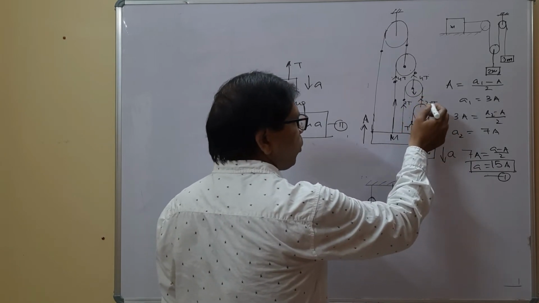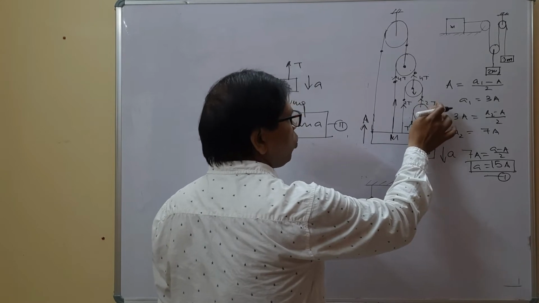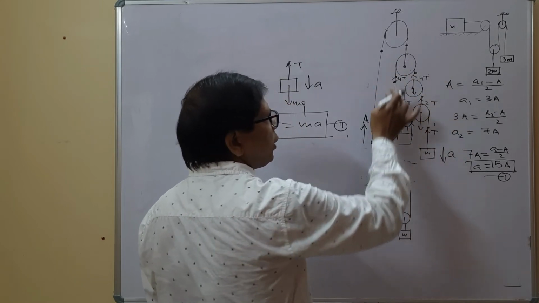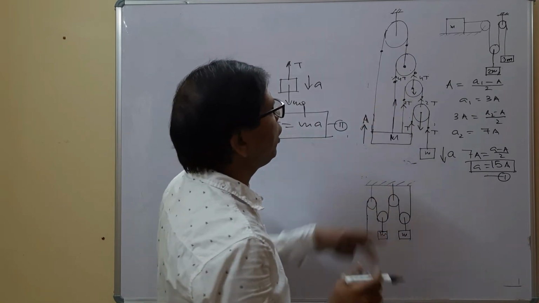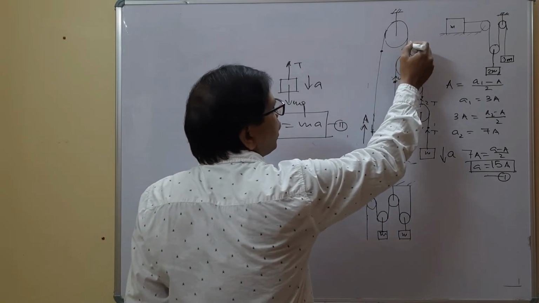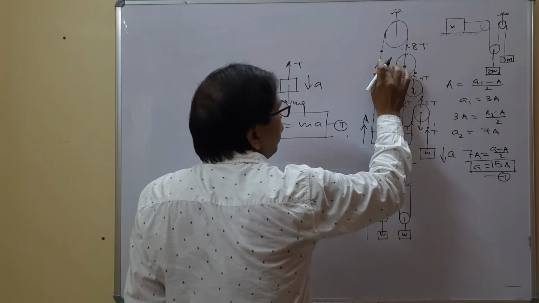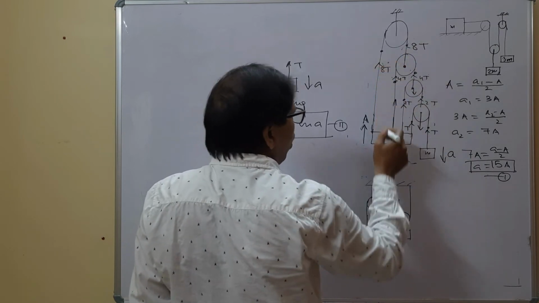So tension at this point is 2T. Now here 2T, here 2T. So this is the tension 4T. Now this and this are the same string, so this is also 4T. If this is the 4T, so this tension is the 8T. And this is also 8T. Now free body diagram of capital M.